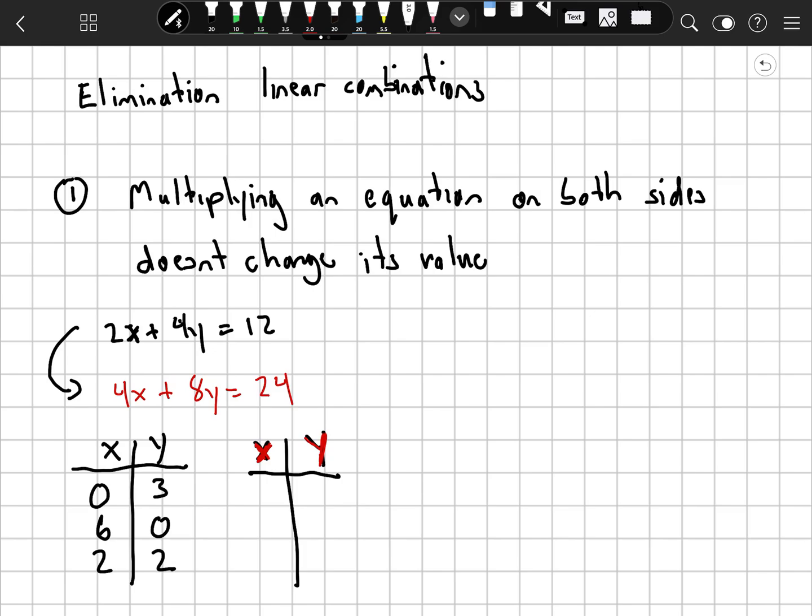And let's see what happens when we plug in some numbers. Let's plug in 0 for x. Let's do it in red. Sorry. Plug in 0 for x. 8 times 3 is 24. Let's plug in 0 for y. 4 times 6 is 24. And finally, let's plug in 2 for x. 2 times 4 is 8. Subtract that from 24, you get 16. And y's got to be 2. Notice that all of the numbers are the same for both the black and the red equation.